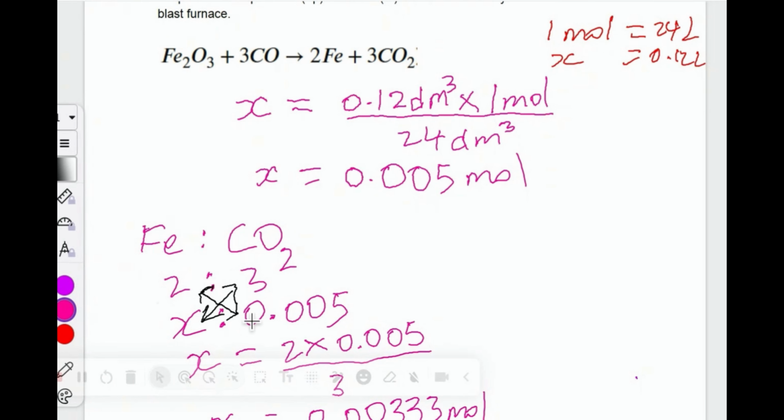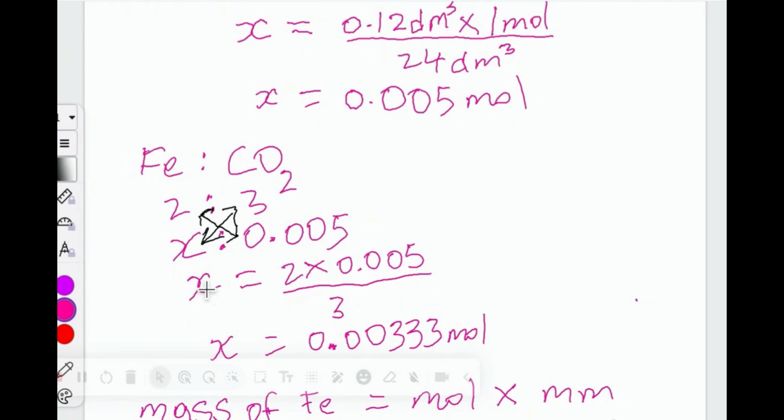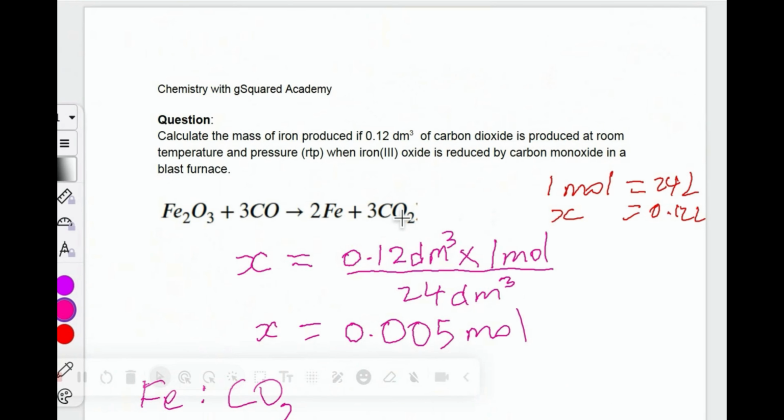And again, we cross multiply. That's going to be 3 times X is equal to 2 times 0.05, and then we solve for X. X is equal to 2 times 0.05 divided by 3, and that works out to be X is equal to 0.00333 moles of iron. So now we know the moles of iron that is produced. However, the question is not asking us about moles. The question is actually asking about the mass of iron. See it right there, the mass of iron. So calculate the mass of iron produced.